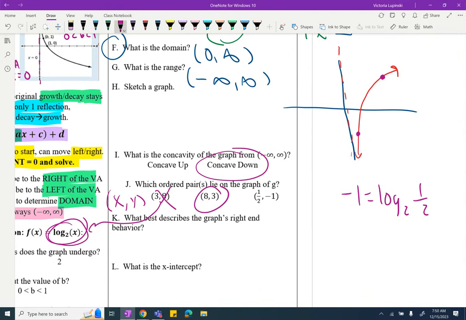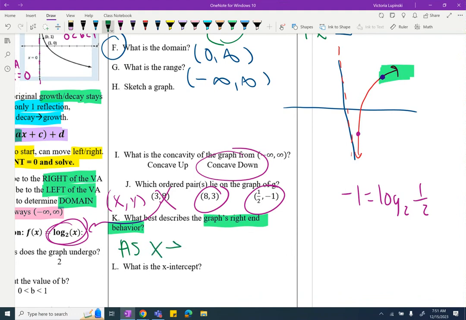And you could continue on and keep looking for points if you wanted to. What best describes the right hand end behavior? Now, a little caveat about right hand end behavior. It's not always x going to infinity. Sometimes you're going towards the asymptote. So you just have to be careful. In this case, though, this is the right hand end behavior. So you are going to infinity.